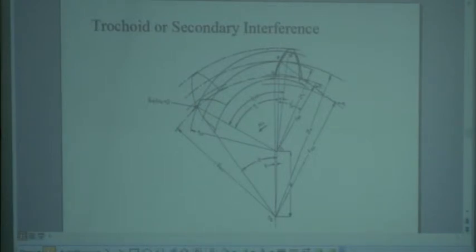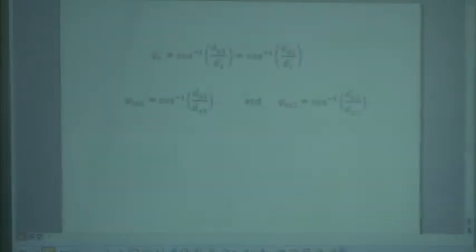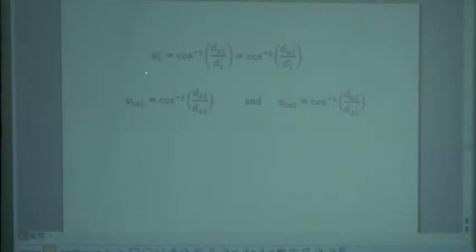Now this condition can also be avoided by using these formulae. I will not repeat the formulae because these are complex, but if you use these values, lambda 1 into this should be greater than lambda 2, where lambda 1 is this and lambda 2 is this. And how do you calculate the operating pressure angle? The transverse pressure angle is by this formula, and the pressure angle at the tip diameter is with this formula.